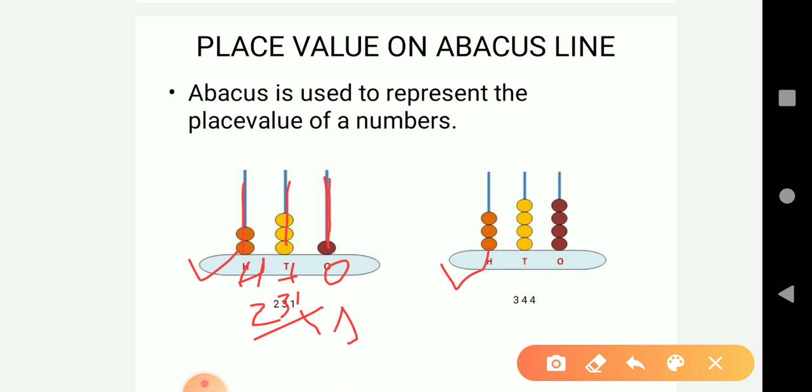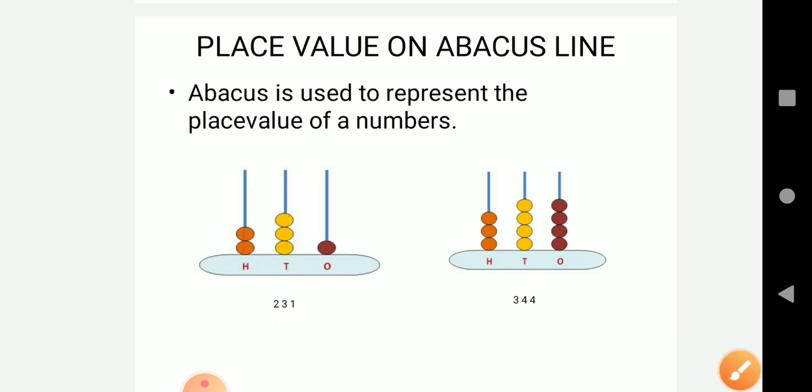Okay, and 1 is on the 1st place. That's why the place value of 1 is also 1. 3 is on the 10th place, so the place value of 3 is 30. And 2 is on the 100 place. Okay, so the place value of 2 is 200. Understood? So this is the place value with the help of the abacus line.